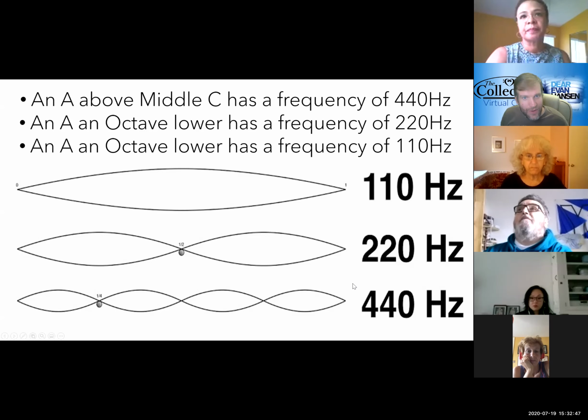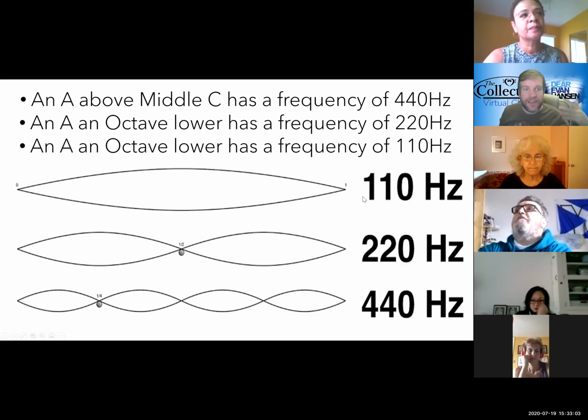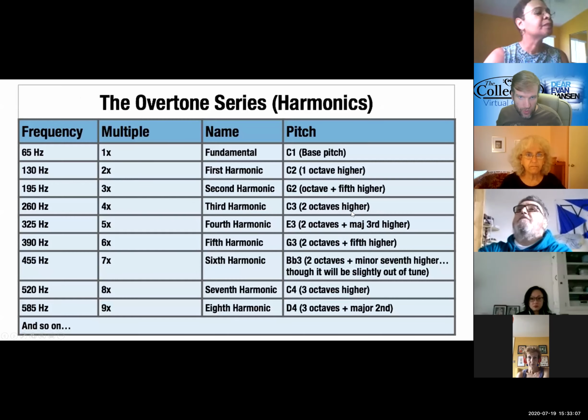Does that make sense? So if I was to say, okay, well, what happens if I go 110, 220, 330? Now it's not an A, because an A is 220 and the next A is 440, and it's in the middle. It's kind of in between the two, yeah? And this is another natural pitch, okay?